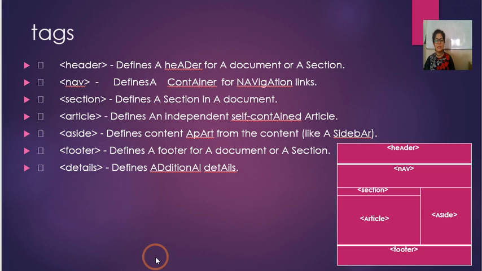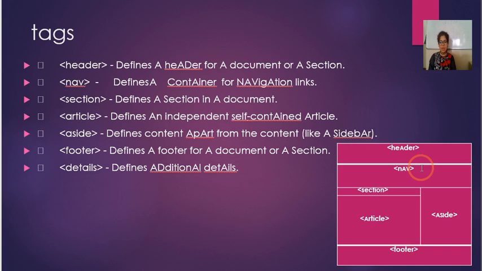Now next tag is details. It defines additional details. So if you want to write additional details, you can make use of this tag. So students, HTML provides us different types of tags by using which we can create this type of web page. On this type of web page, we can simply create headers, navigational links, sections, aside, footer. So these all are the tags.